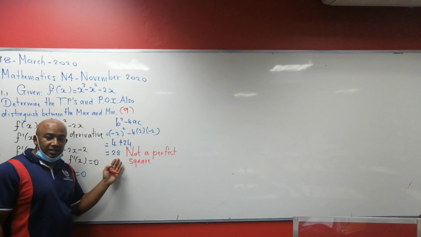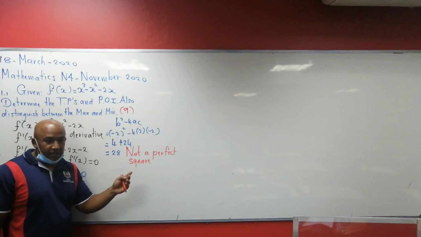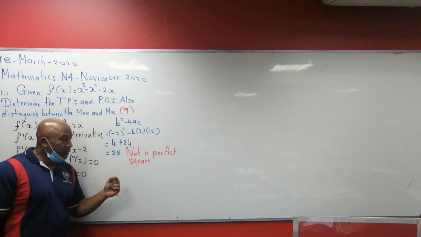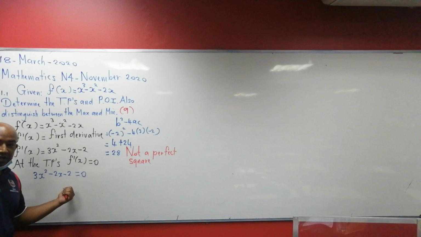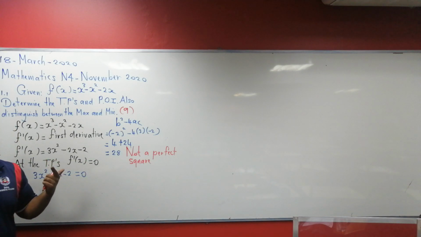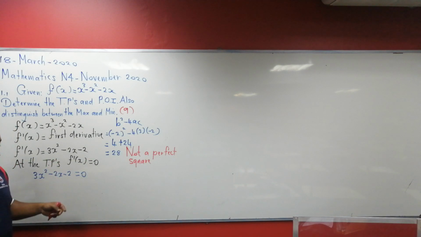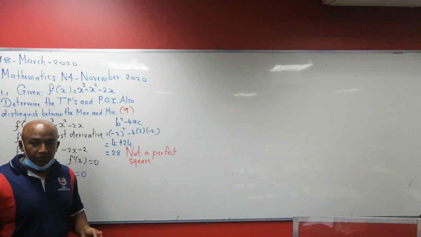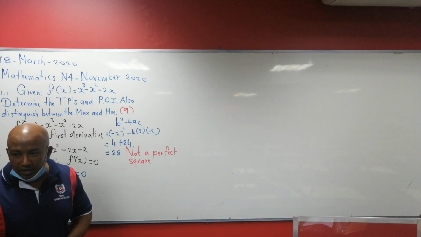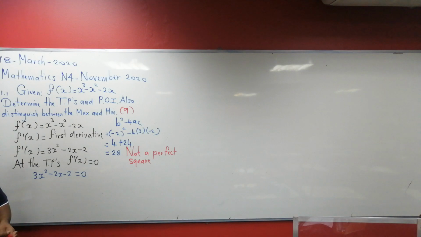If the result of b squared minus 4ac is not a perfect square, that means the quadratic that you have cannot be factorized into prime factors. So therefore, it's up to you. Complete the square or use the quadratic formula. Quadratic formula will get you to the solution quickly. So let's use the quadratic. That's why it's 9 marks here, I can see. Because it cannot be factorized. You need to use the quadratic formula besides the other stuff.